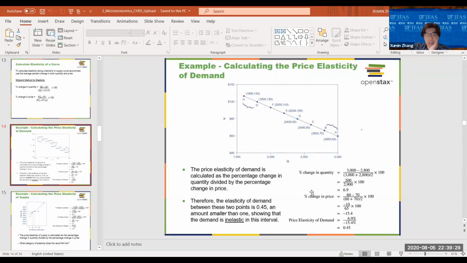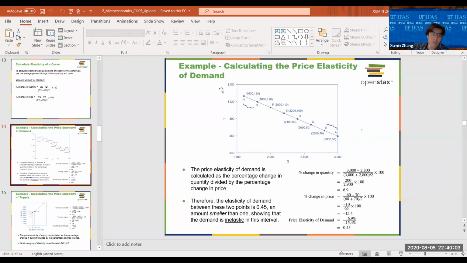This is one example, where we can find two points, for example A and B, okay? We can calculate A and B: 3,000 and 2,800, this is quantity; 60 and then 70, this is the price. As I just described, we can use this formula to calculate. The elasticity between A and B is 0.45. This is more like inelastic, right?